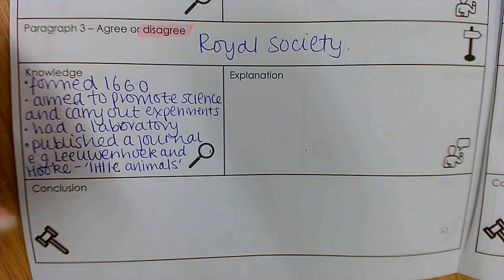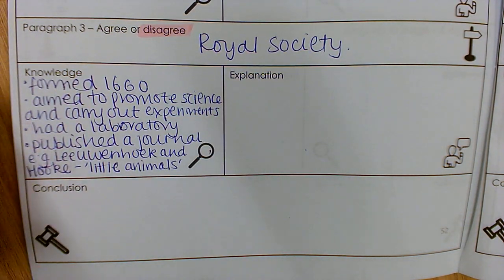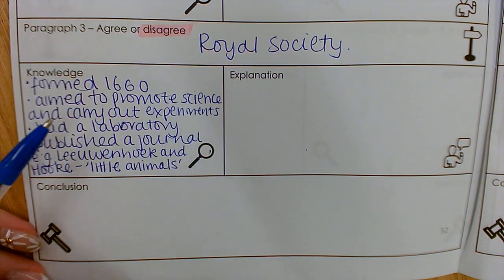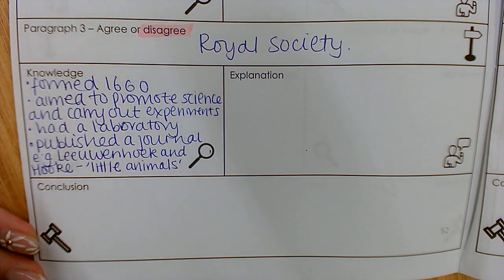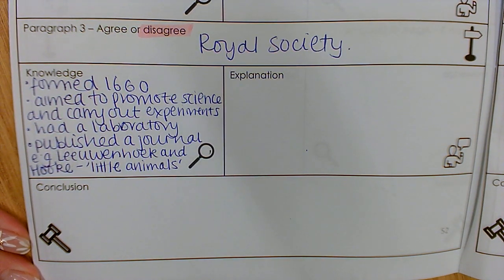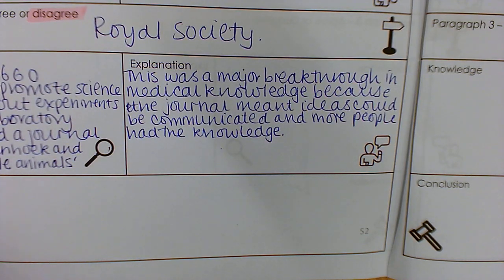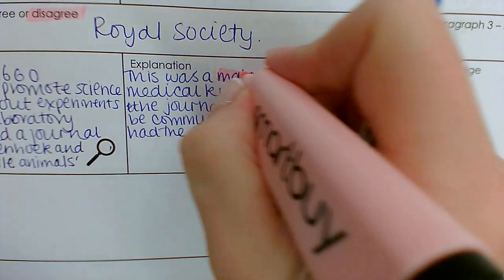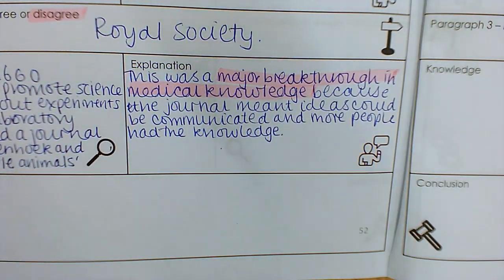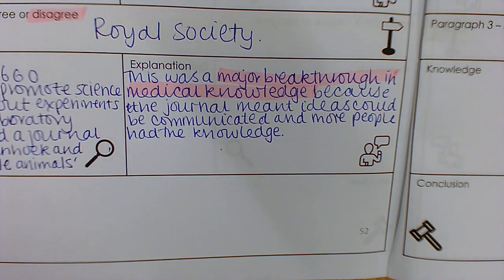But in my explanation, I've really got to make sure that I link back to why this was a major breakthrough. Now, obviously, by having a journal, they are promoting and communicating other discoveries, which is obviously going to advance medical knowledge because they're spreading that around. So that's the first thing that I'm going to put down. So I've written, this was a major breakthrough, and I'm going to highlight that because, again, I'm using that phrase from the question, in medical knowledge, because the journal meant ideas could be communicated and more people had the knowledge.